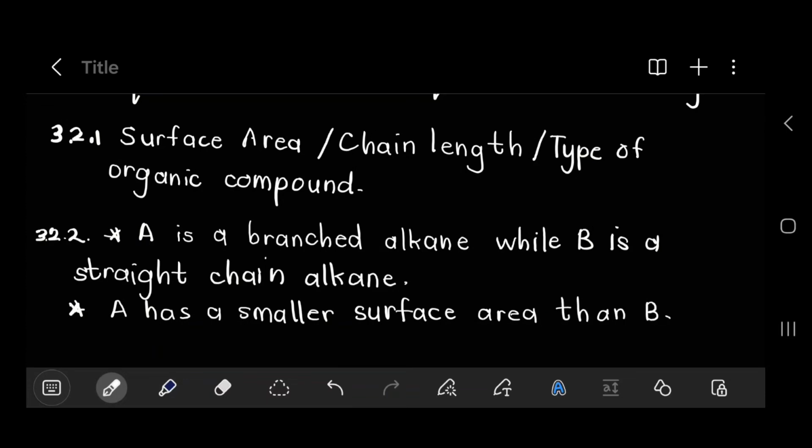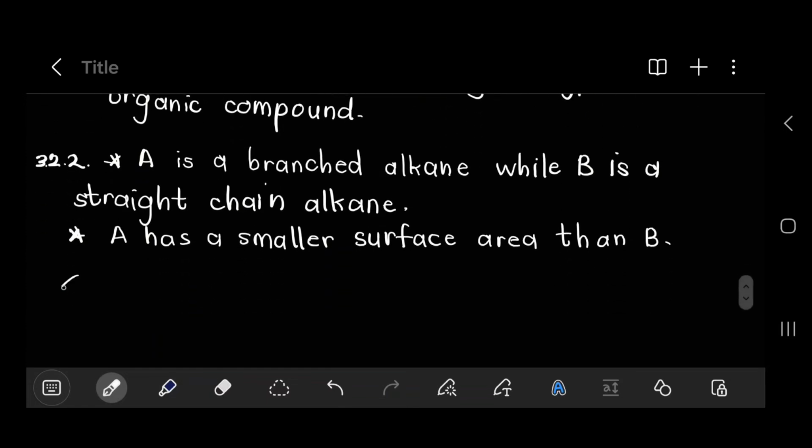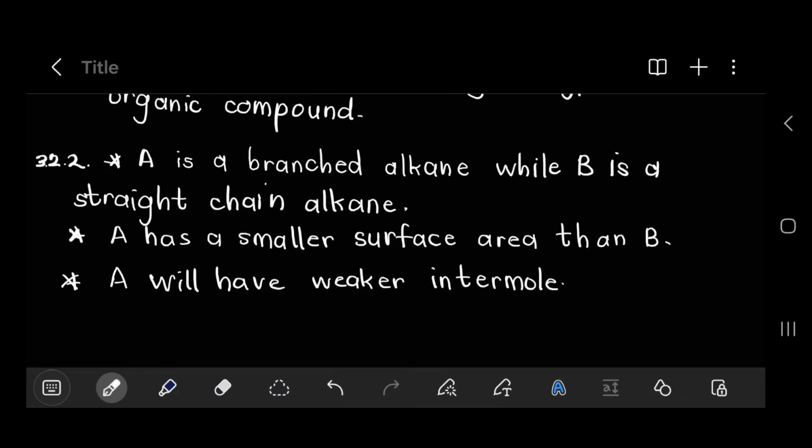Than compound B. And with regards to a smaller surface area, what happens is that it has weaker intermolecular forces. So the smaller the surface area, the weaker the intermolecular forces. So A will have weaker intermolecular forces than B. Remember, it's a comparison.